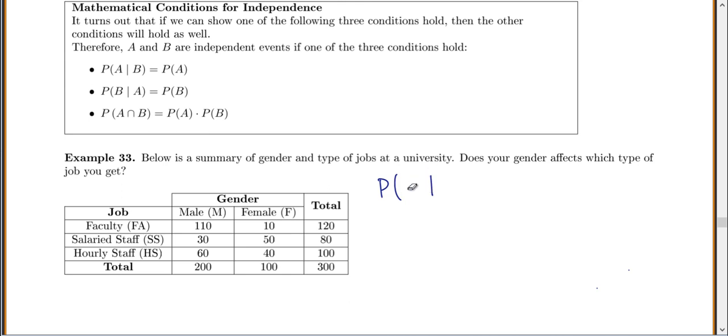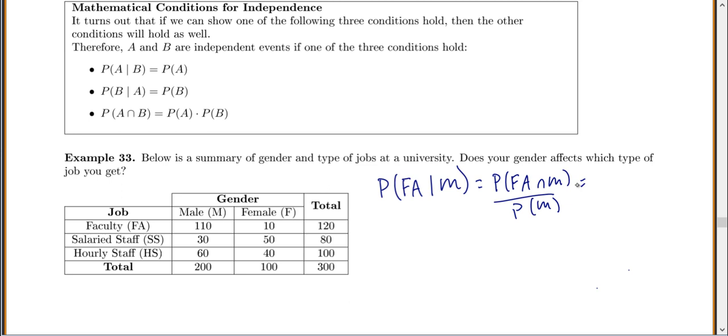Okay. So let's pick a specific job. Let's pick faculty. And let's pick a gender, let's say male. Now you could pick any other job and any other gender, and this would still work as long as you do all your calculations correctly. So we want to find the probability of faculty if you know you're male. Okay. So this would be the probability of faculty and male divided by probability of male.